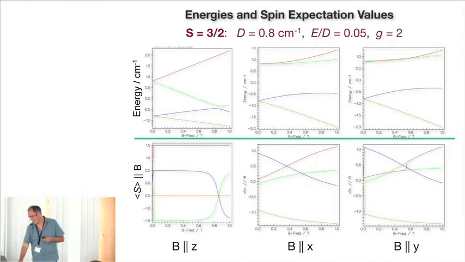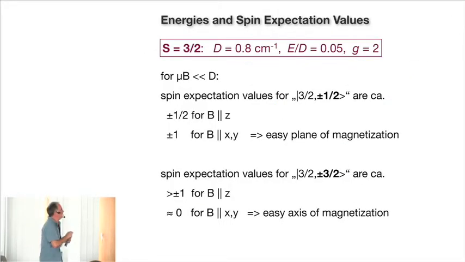Okay, so we can summarize this behavior for small applied fields, significantly smaller than the zero-field splitting. For the plus minus 1/2 Kramers doublet, fields along the z-axis give a spin expectation value of 1/2, and for fields along the x or the y-axis, we get a spin expectation value of 1. And this is called an easy plane of magnetization. That means when we apply a field in an arbitrary direction, the component of the field along the z-axis will induce much less spin expectation value than the field components in the x and y direction, and therefore the magnetization, the spin expectation value, tends to point into the xy plane.